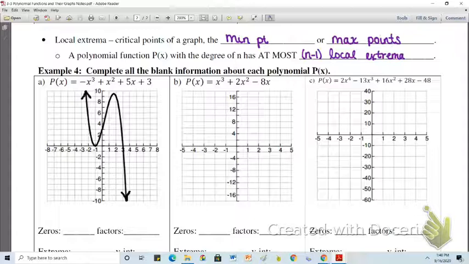So now if we look at example 4, and I'll move it down just a second, but it says complete all blank information about the polynomial p of x. I don't know what this maximum point is from looking at my graph. So we're going to use Desmos again to help us figure all this out. So that's where we're going to go next. Let's go plug this into our calculator or Desmos, whichever you would prefer.